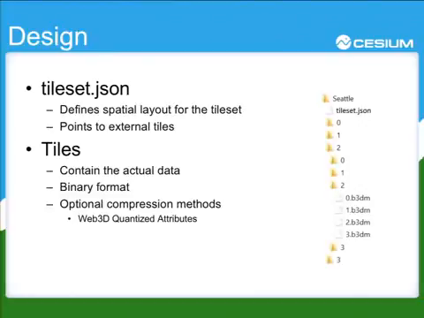There's the tileset.json file, which defines the spatial layout for the tile set, so it contains the bounding volumes and the tree hierarchy. And then it also points to the external tiles. The tiles themselves contain all the data, and they have different binary formats depending on the type of data. And then we can have optional compression methods on that. For example, we have the Web3D quantized attributes, which is a way to encode the same data with fewer bits based on rendering relative to the center.